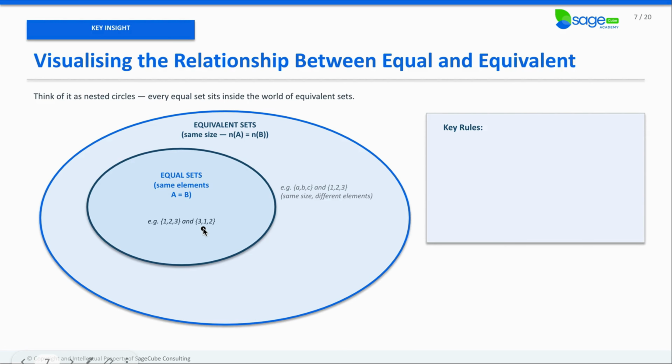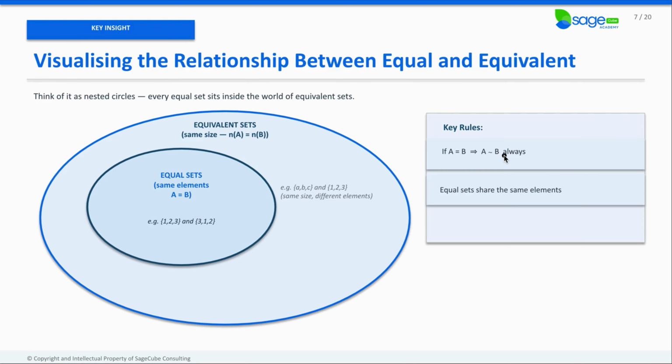So let's look at these key rules. If A equals B, if A {1, 2, 3} equals B {1, 2, 3}, then the sizes, 3 and 3, would always be equal, and therefore A would always be equivalent to B. So remember, equal sets share the same elements. Equivalent sets share the same cardinality, or the same size.